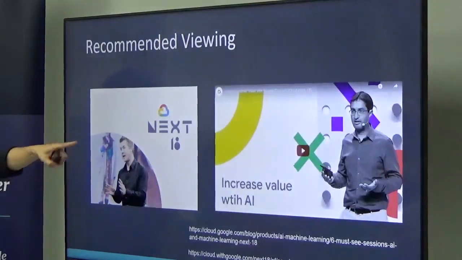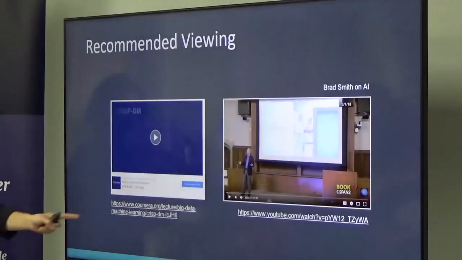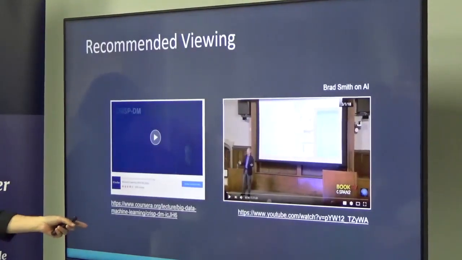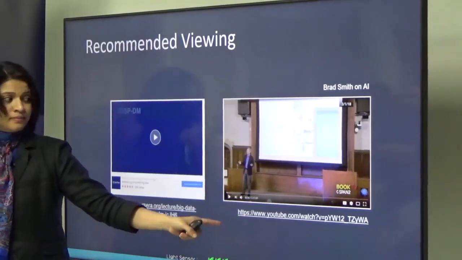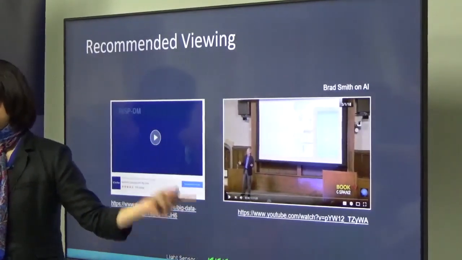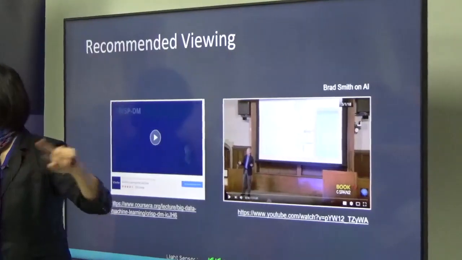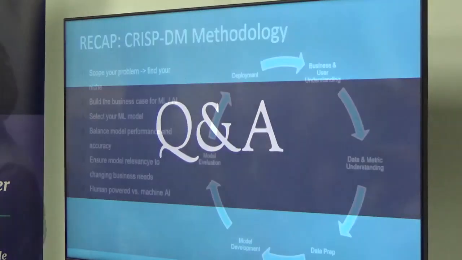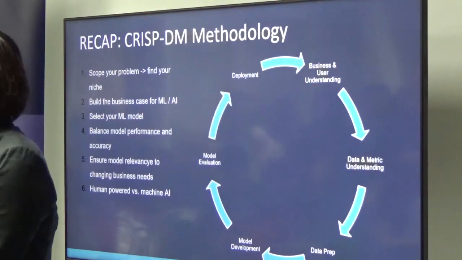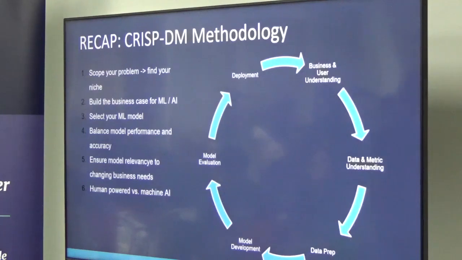Recommended reading. This is Rajan Shet's video, How to Increase Value with AI. There's a great course on Coursera for machine learning, and then Brad Smith's talk on privacy. And he has a lot of other talks about AI for good, AI for humanitarian action, a lot of really good content to read through.